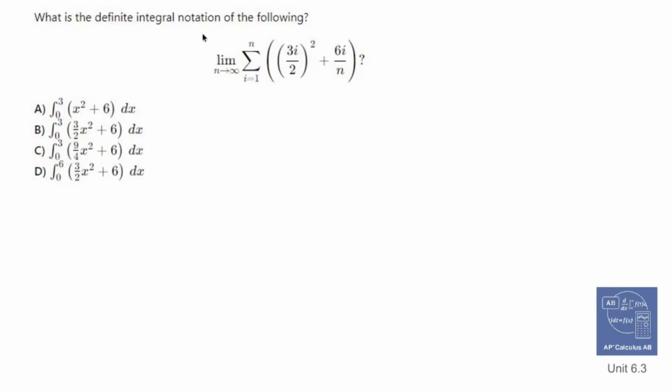What is the definite integral notation of the following? You have sigma notation with a limit as n approaches infinity. You start at 1, you end at n. All of this terrible stuff. All right, so this is what we've got going on.